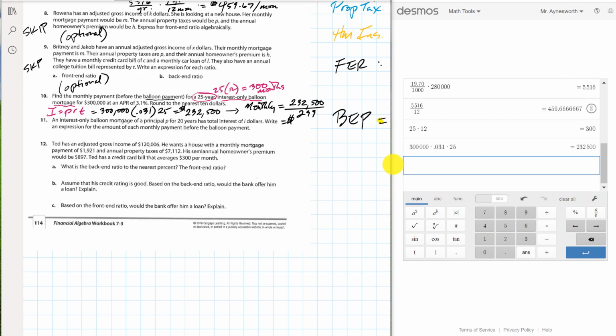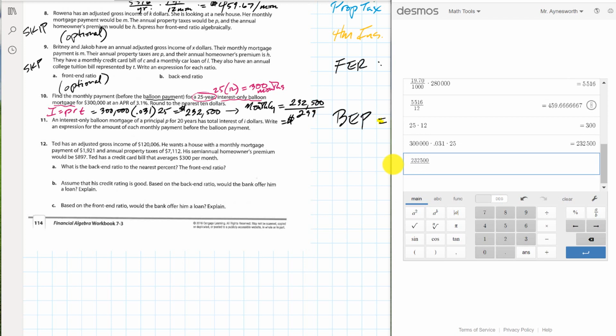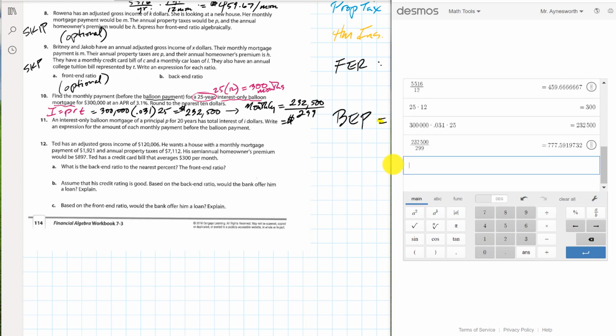So let's enter this number in. 232,500 divided by 299, because this is going to be the same thing for each of the first 299 months. So we're going to pay $777.59 per month for 299 months. And then in the last month, you pay off the loan.